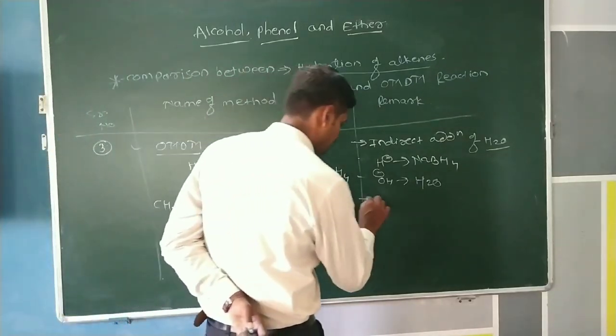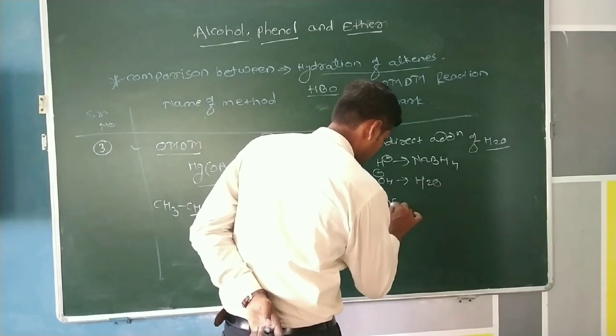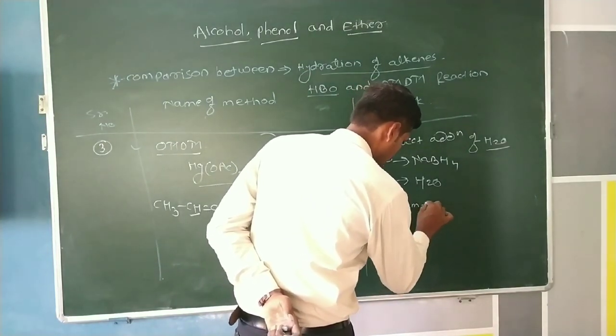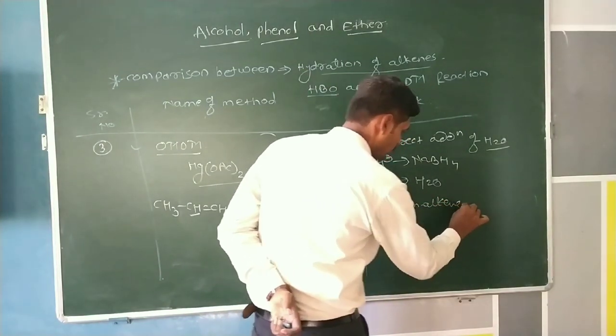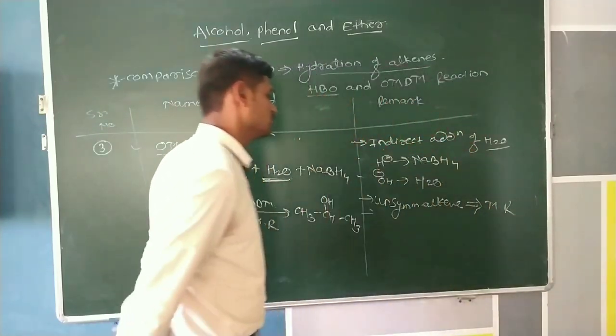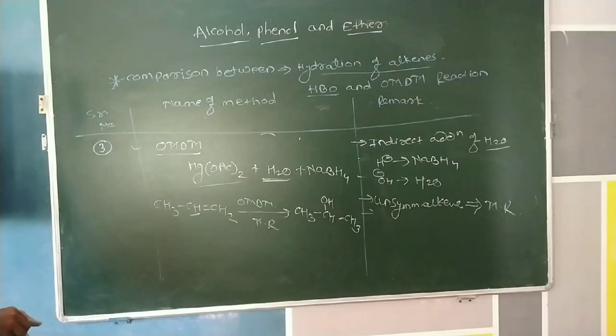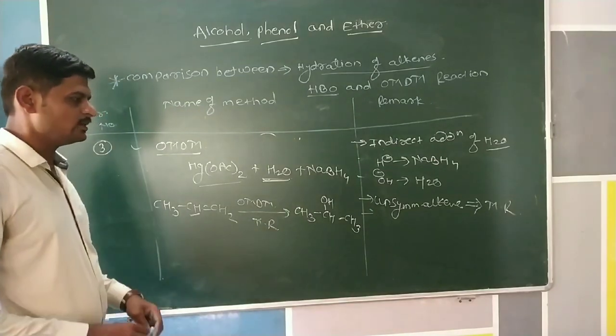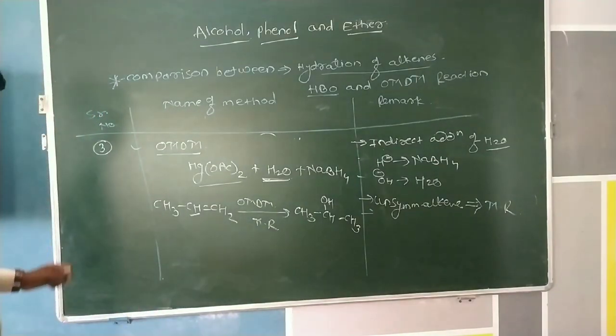That means the second important point is that if we take an asymmetrical alkene, then the alcohol is formed according to Markovnikov's rule. Then in this reaction, there is no formation of carbocation.